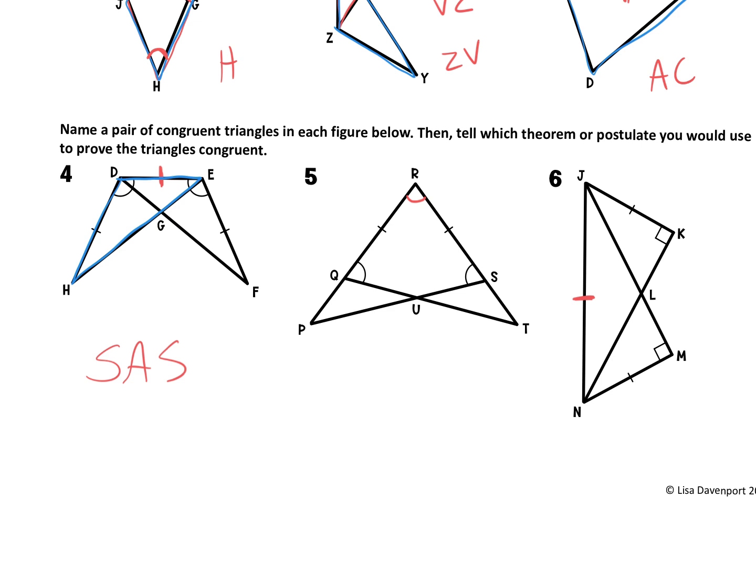You go do the same thing on 5 and 6. I'll outline the triangles that we're looking at. All right, what congruent statement satisfies number 5? Angle-side-angle. And what satisfies number 6? HL. Yep, what was the dead giveaway for HL? The right angle. Yep.